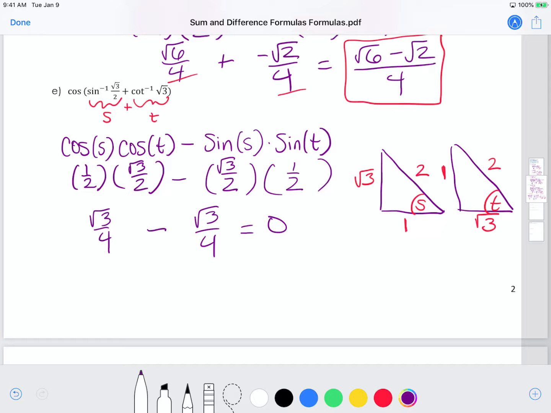Now this would be a really great quiz question or a really good exam question because it forces you to go back and review inverse trig functions. It forces you to remember the Pythagorean theorem and set up your triangles. It forces you to remember your trig ratios, and you're doing the sum and difference formula all at the same time. So this incorporates a lot of ideas. So this would be a really good exam or quiz question.